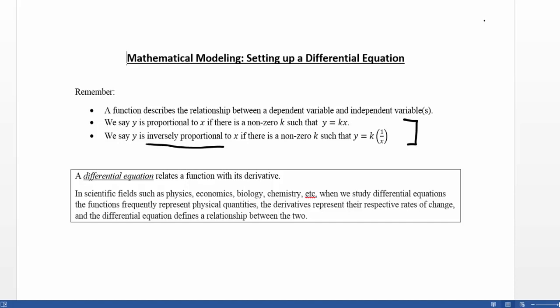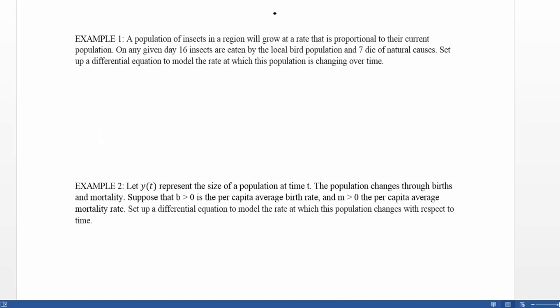Now, sometimes that means we have to choose variables. Sometimes the variables are given to us. So we'll look at a host of scenarios to see how this works. Example 1. A population of insects in a region will grow at a rate that is proportional to their current population. On any given day, 16 insects are eaten by the local bird population and 7 die of natural causes. Set up a differential equation to model the rate at which this population is changing over time.